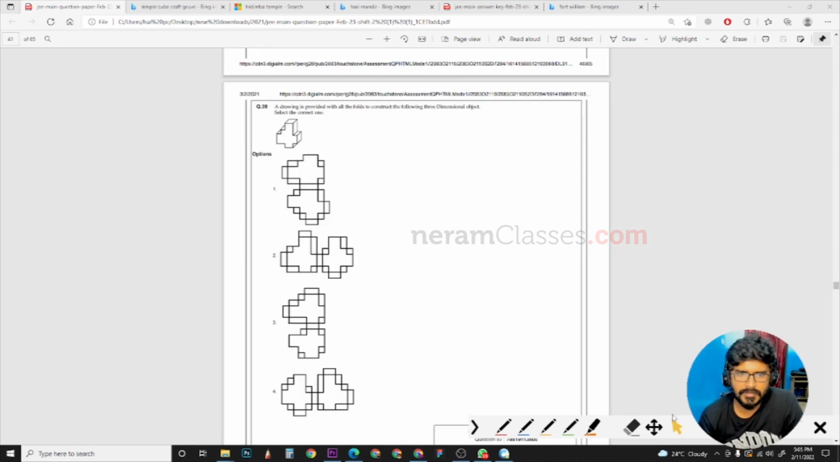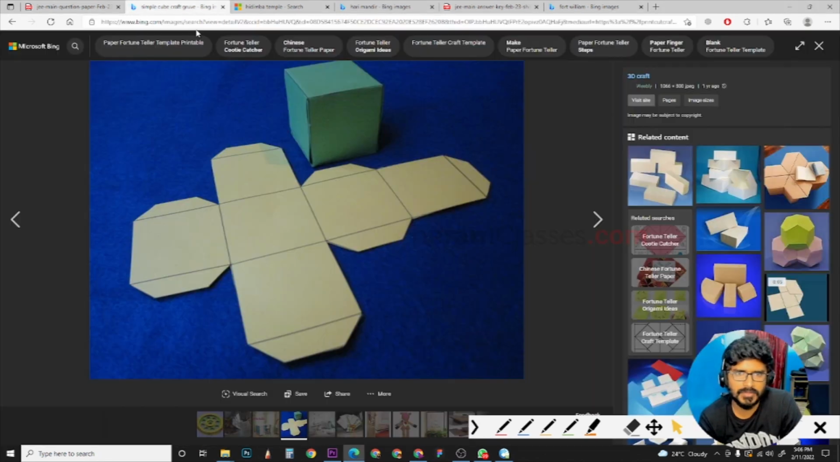Now we'll see question number 39. A drawing is provided with all folds to construct the following three-dimensional objects. Select the correct one. That is, this is the 3D object. They are given some paper cuttings. I will show you some image. So in school, during school days, you might have tried this at least once. That is, making a cube out of a chart or any board.